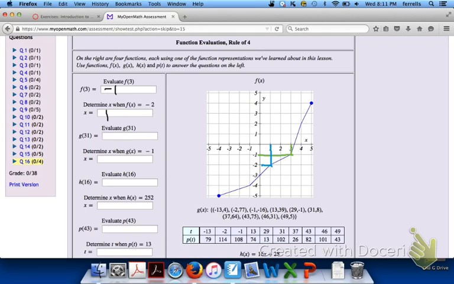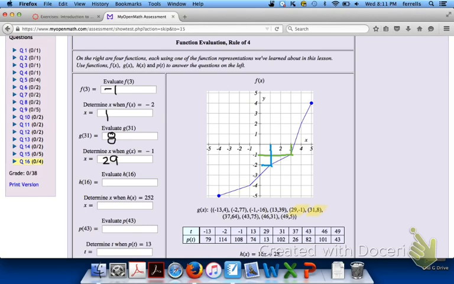Okay. The next one asks me to evaluate g of 31. Okay. So, I'm going to g now, which is that set of coordinates. And remember that 31 is my x value. So when I look for that x value of 31, I see that my y value is 8. Okay. Determine x when g of x equals negative 1. So I'm still looking at my g of x function, but this time they give me a y value of negative 1. So now I'm looking at this point 29, negative 1. When y is negative 1, I find that my x value is 29.